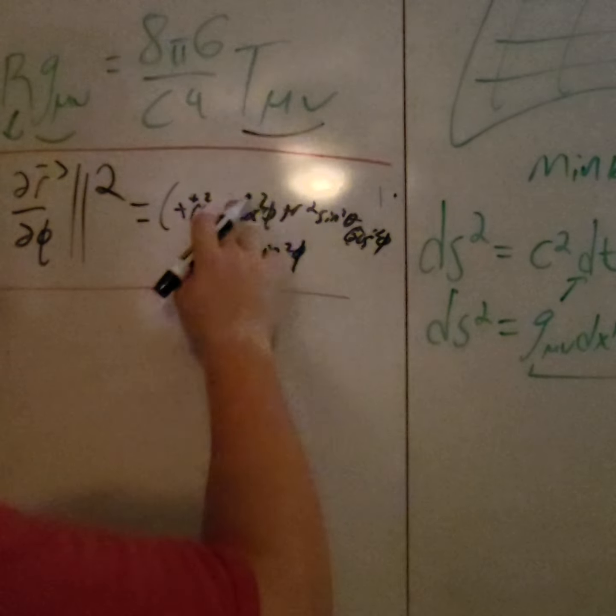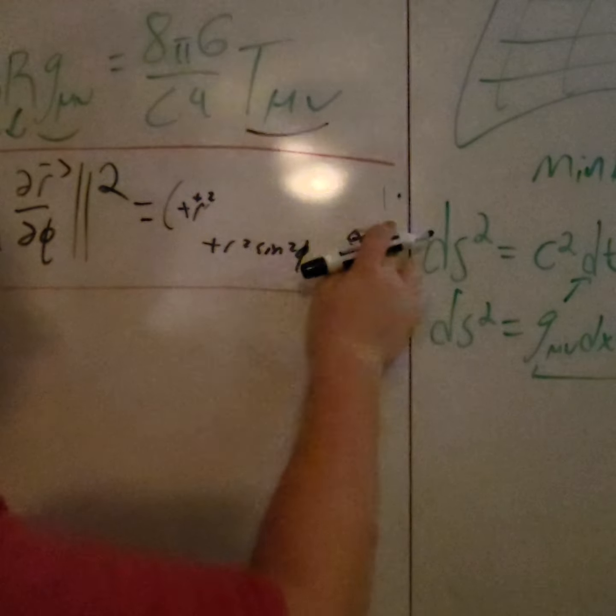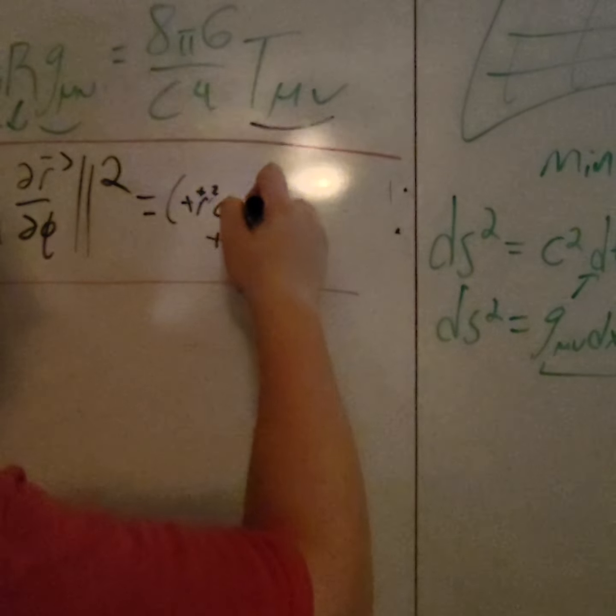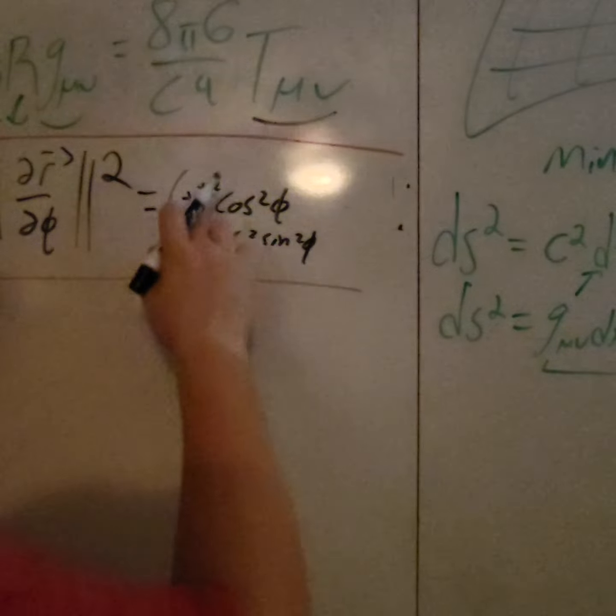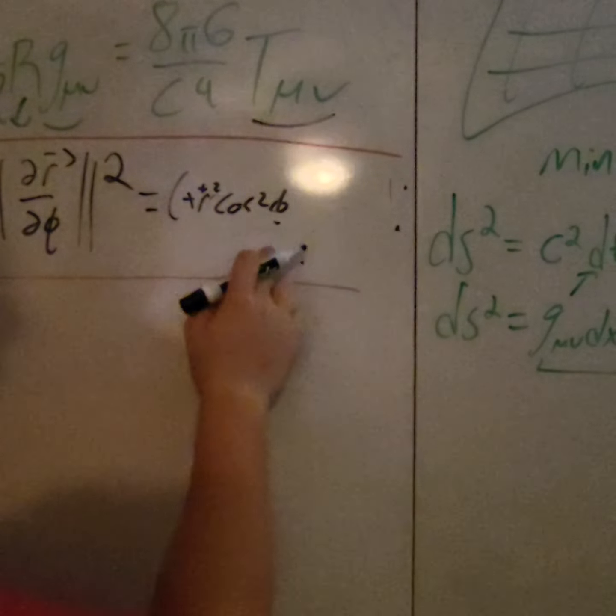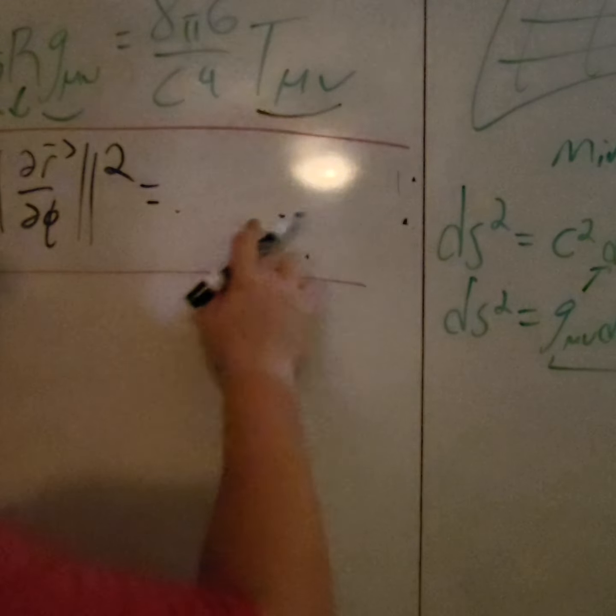So that'll cancel out and just go to r squared cosine squared phi, and then you add those, and same thing there. That'll just go to r squared.